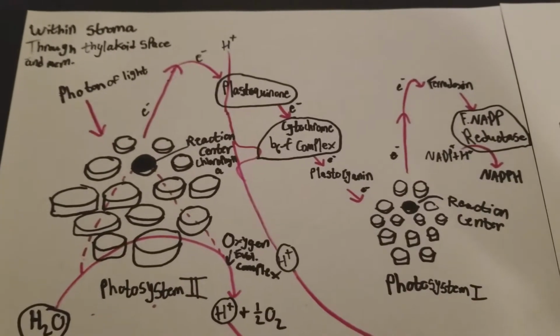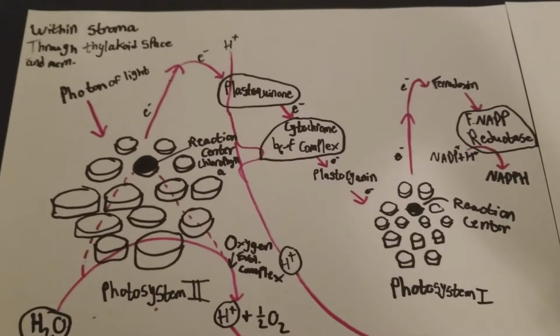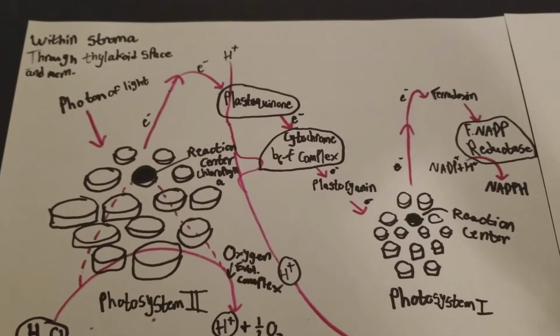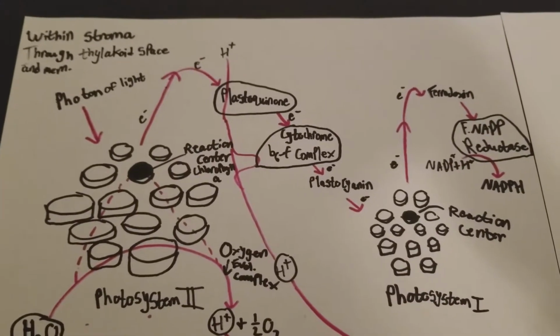To start off here, we have the light reactions. It's within the stroma and it moves through the thylakoid space and the membrane throughout the entire system.